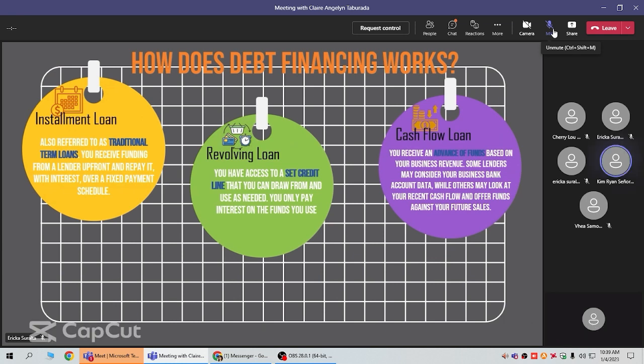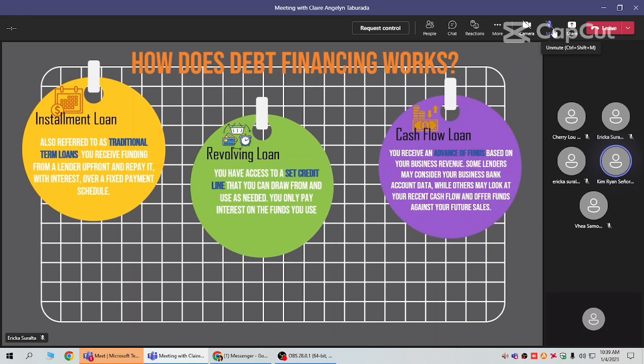So how does that financing work? First we have the installment loan, also referred to as a traditional term loan. You receive funding from a lender upfront and repay it with interest over a fixed payment schedule. So kini siya is pwede ka diri ang installment loan is pwede ka mo borrow og money and need ka mo pay kung like a month or every 2 months, so depende sa yung agreement.